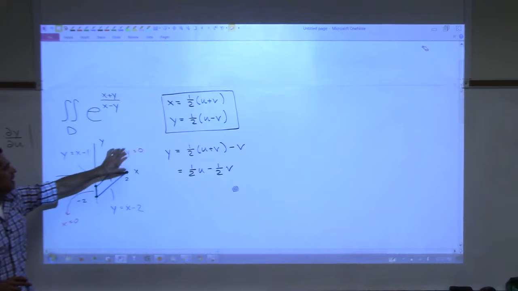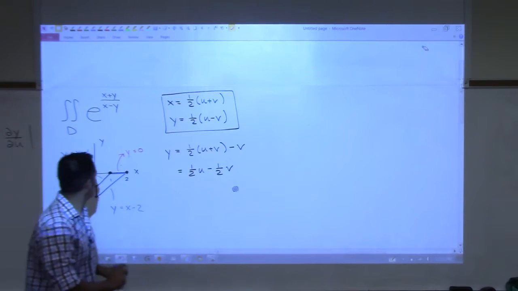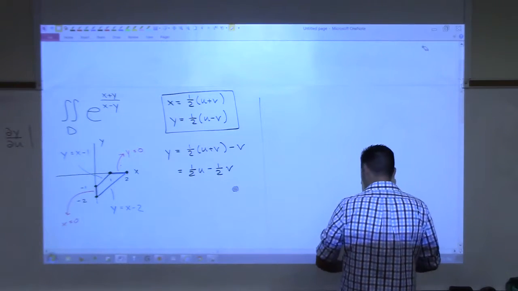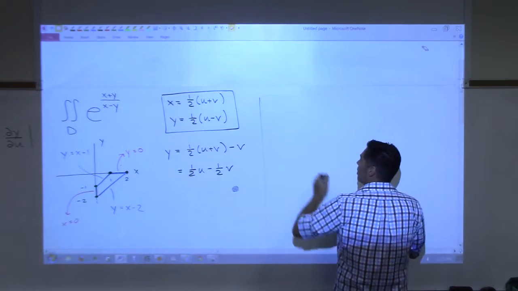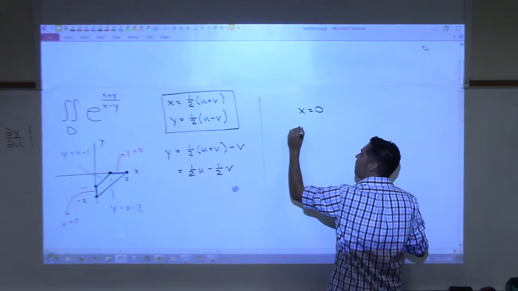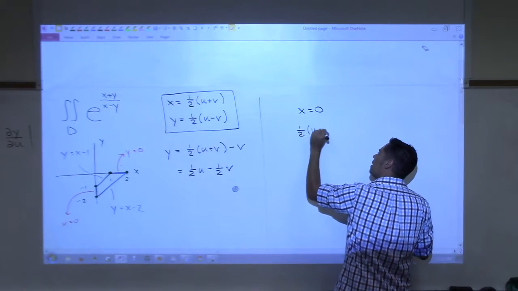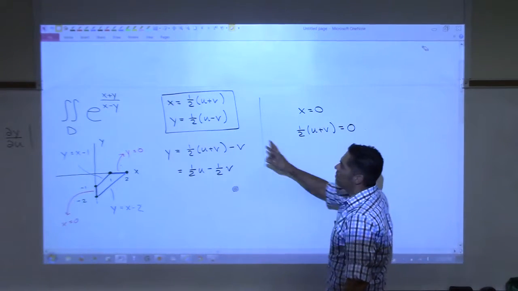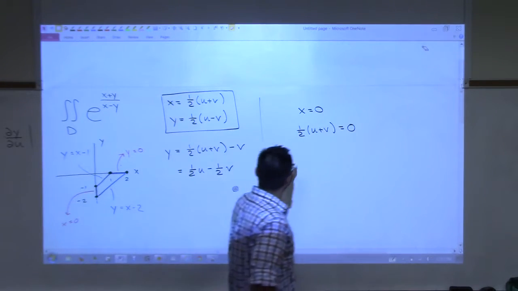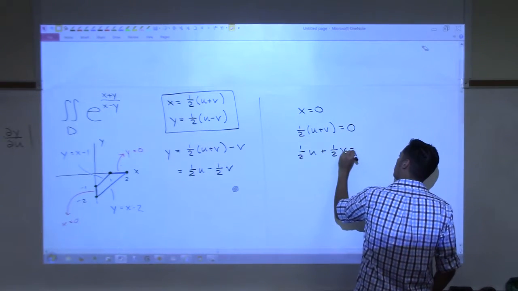Now I write these down, right? I take these and I write them down. So let's try, which one do you want to do first? Doesn't matter. You do the constants first. Let me do x is 0. If x is 0, then what does that equation become? 1/2 of u plus v equals 0, right? Isn't that what this means? If x is 0, this equation becomes that. And then this is 1/2 u plus 1/2 v equals 0.